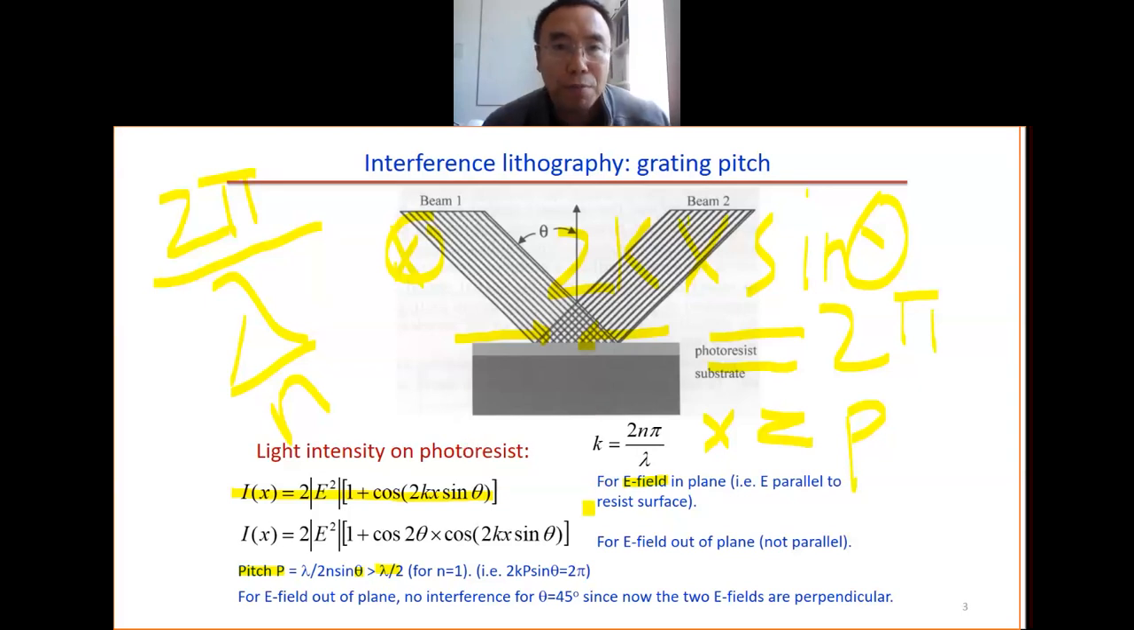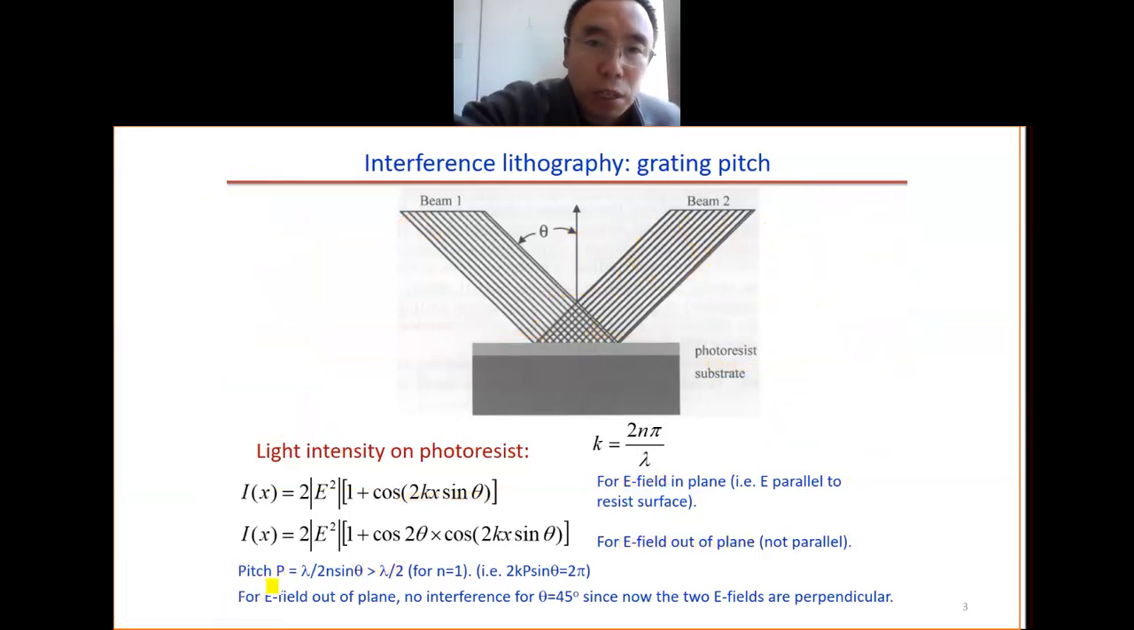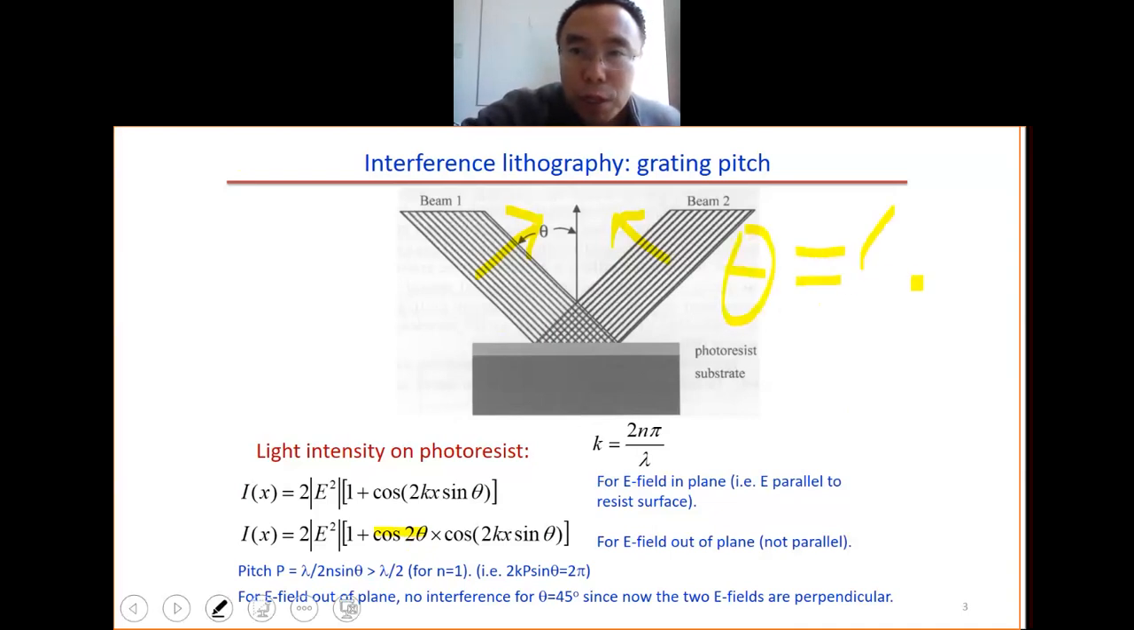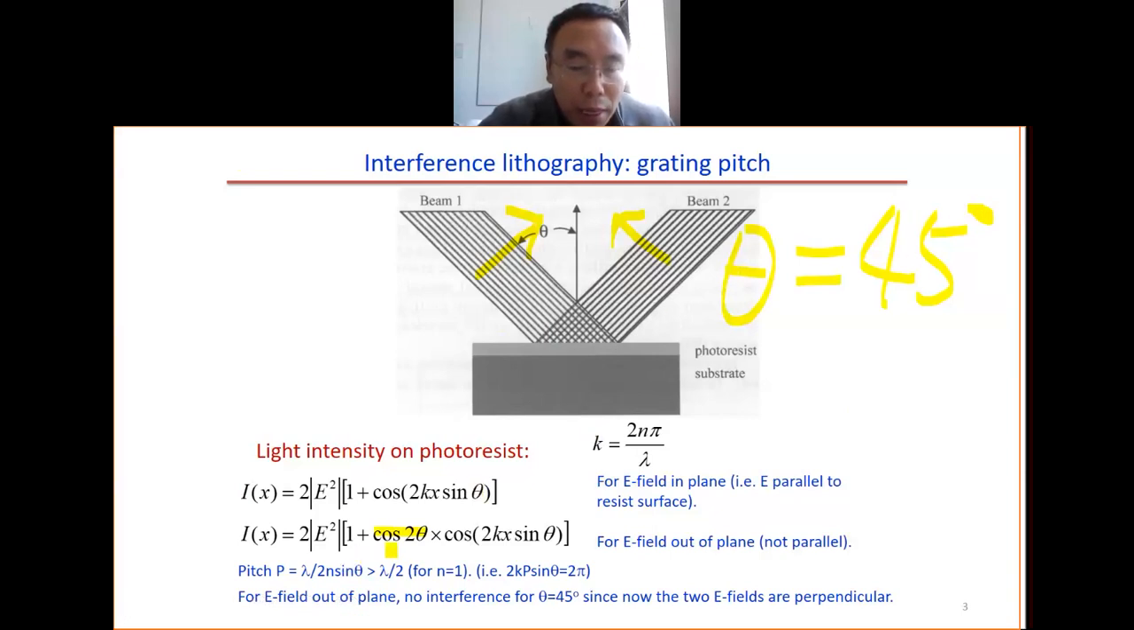So you have this formula. When the electrical field component of the light wave is out of plane, so the E field here is like this, the other one is like this. This is out of plane. So we have this extra term here, a cosine 2 theta. As you can see, when theta equals 45 degrees, this term becomes cosine 90 degrees, so it's 0. There will be no interference pattern.